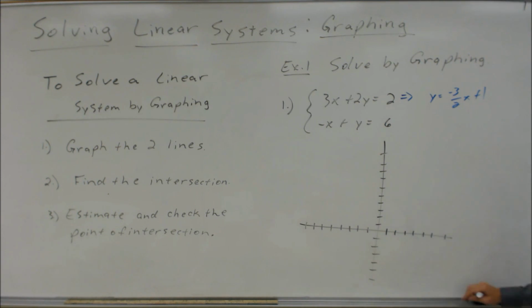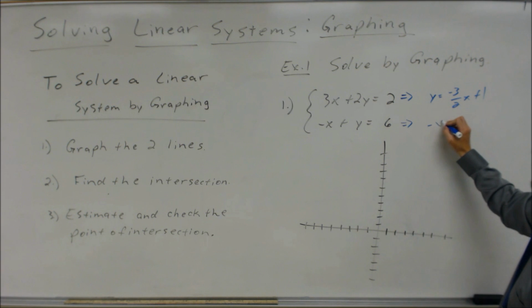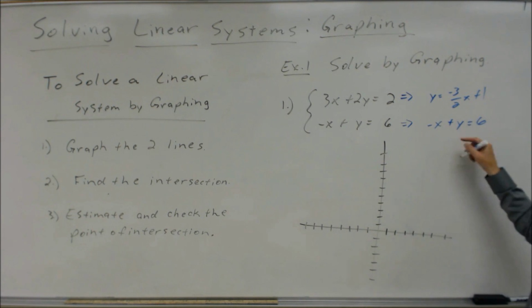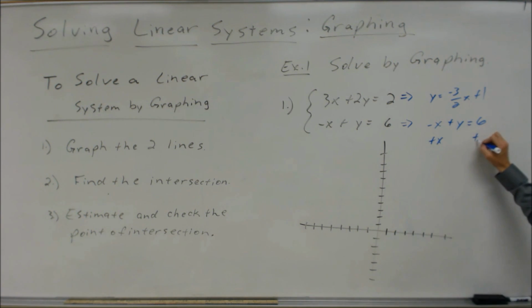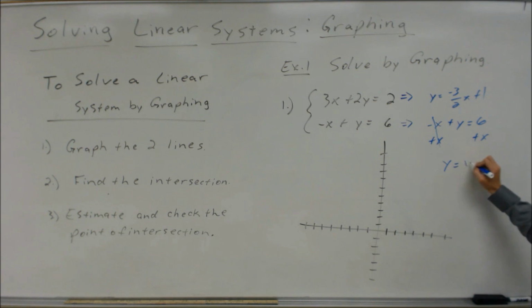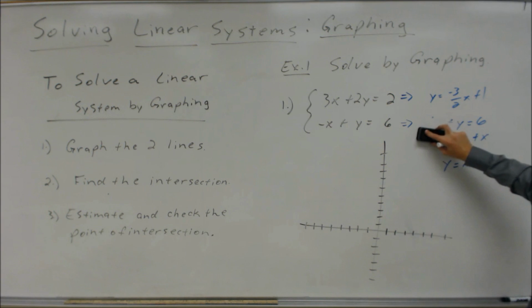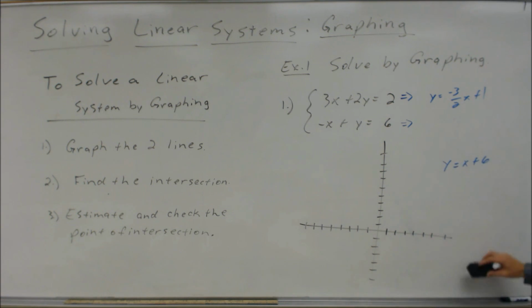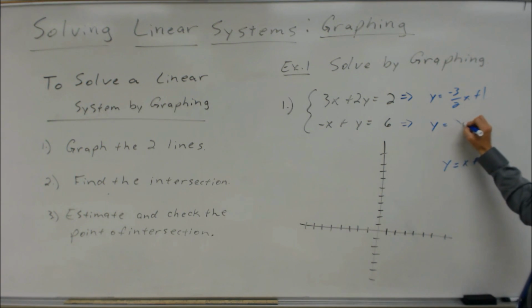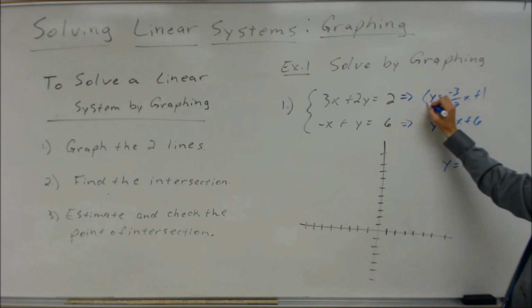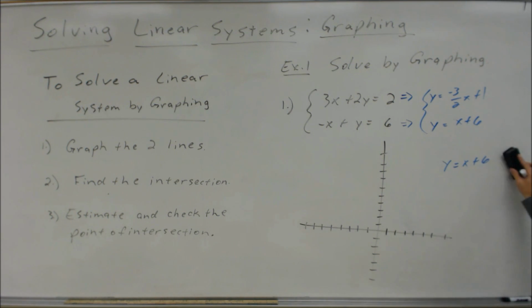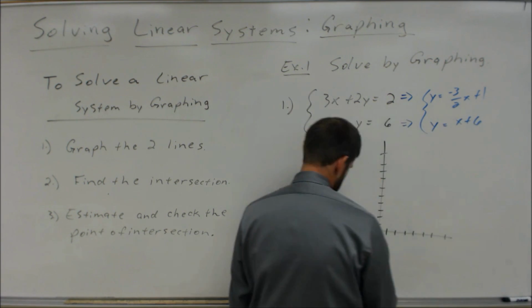Let's look at the second equation. Negative x plus y equals 6. Move the x term over, and we get y equals x plus 6. So 1y, we're ready to go. That's our second equation: y equals x plus 6. So that's going to be our new system. It's the same system, just rearranged.